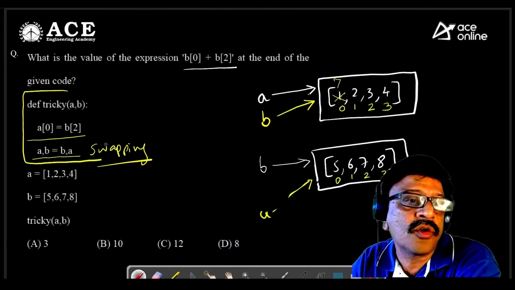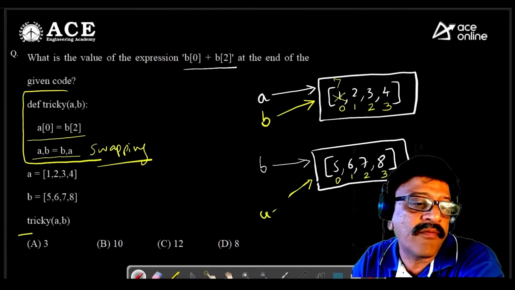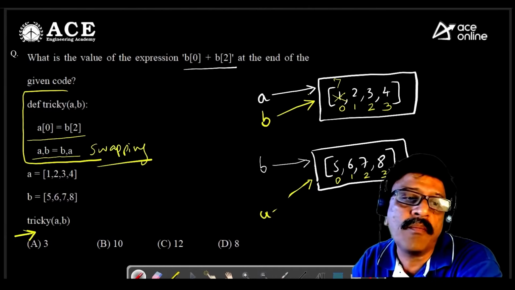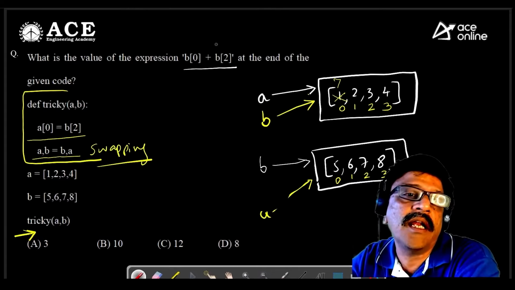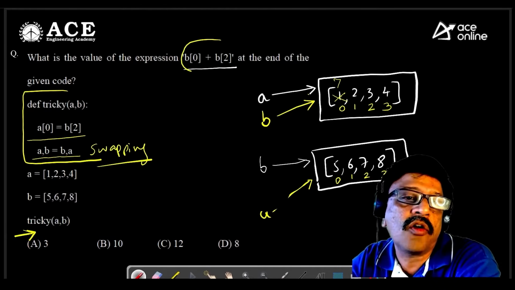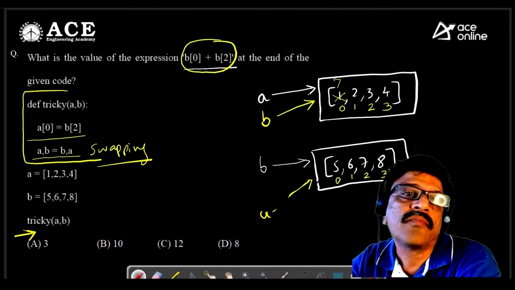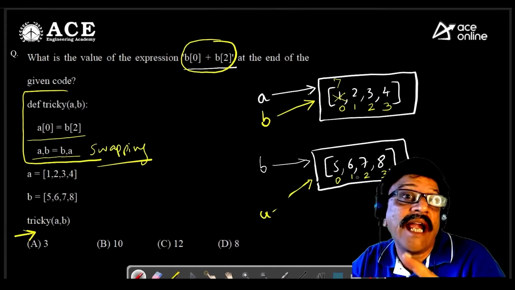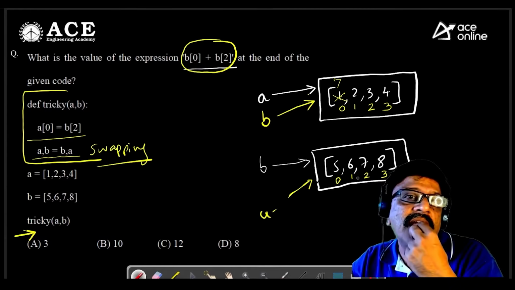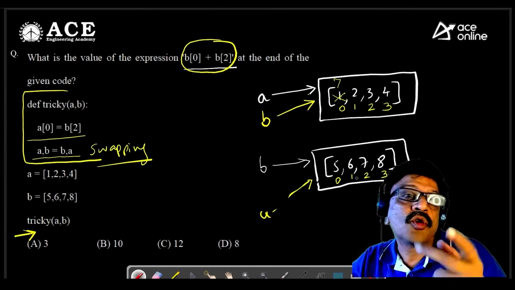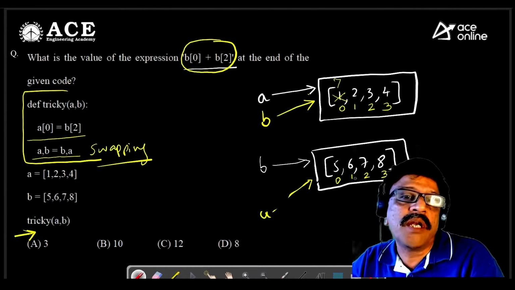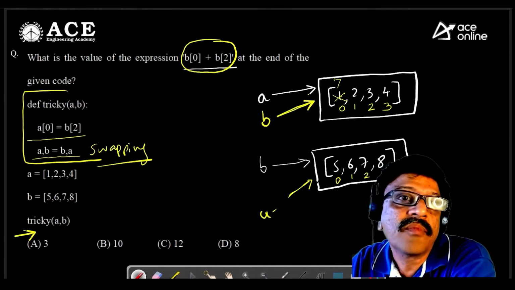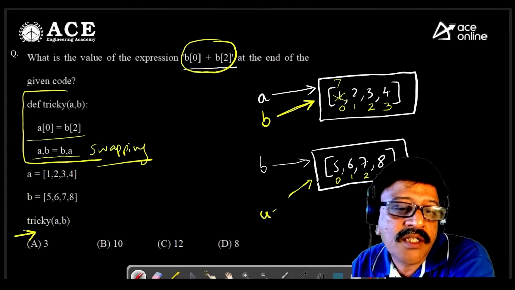And then the main resumes. And after this tricky call, there is absolutely nothing. So main also ends. Now finally they are asking, what is the value of b0 plus b2? And now there is a trap here, a GATE trap. One might feel that a and b got swapped. So one might feel b0 plus b2 means now we should take this b because they got swapped. No. The function has finished.